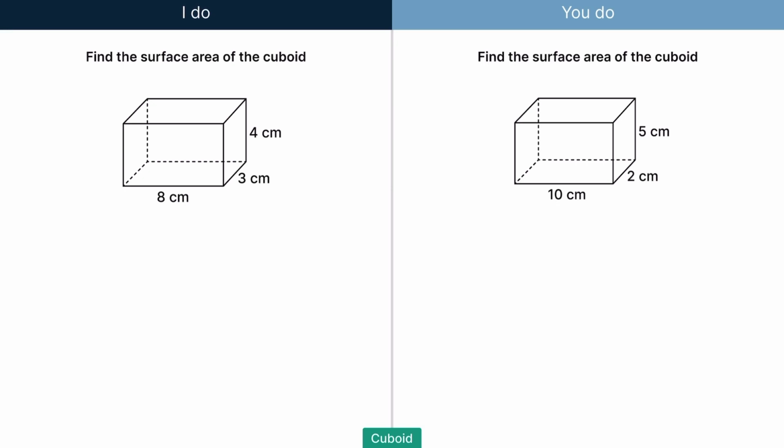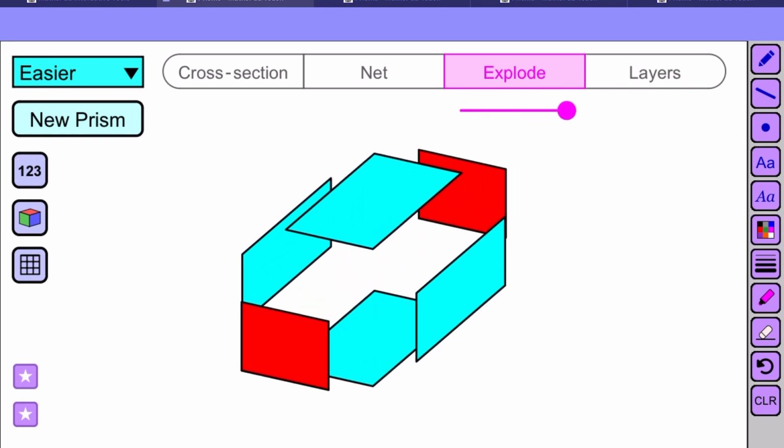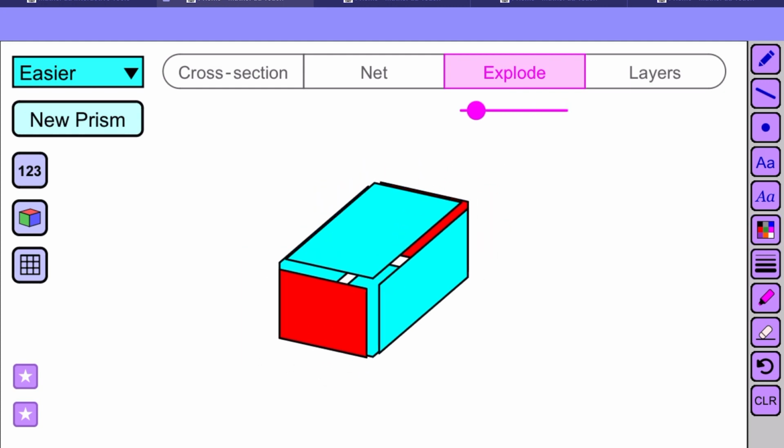Now to find the surface area, you need to find the area of each of the faces on the cuboid. So in total, the cuboid has 6 faces, and I can show you that on an exploded view. So if we look at this shape here, this is a cuboid. If I explode this, you can see it all come apart. So altogether, it has 6 faces, and we need to find the area of each of these 6 faces, okay?